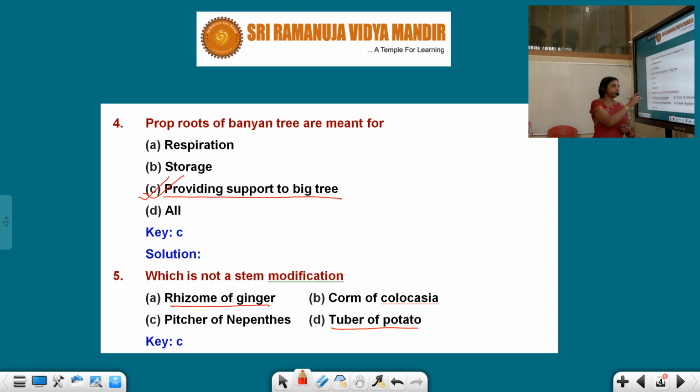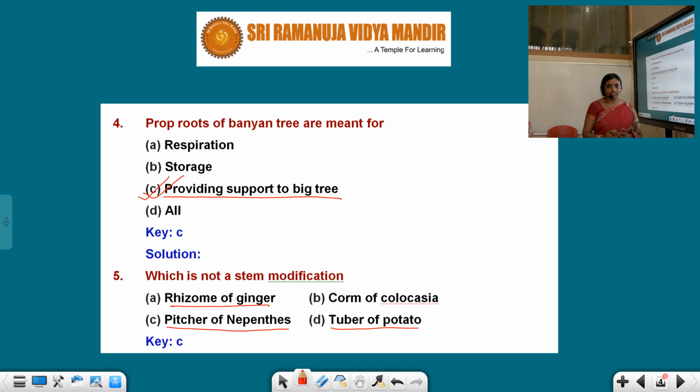Only the pitcher of Nepenthes, the pitcher plant, is different. The pitcher is a modification of leaf, or we can say parts of the leaf modify into a pitcher-like structure to trap insects, because in nitrogen deficient land the plant traps insects to get nitrogen. So this is a modification of leaf, students. The question is which is not a stem modification, that means C is the answer. I hope you understood. Now let's see the next one.